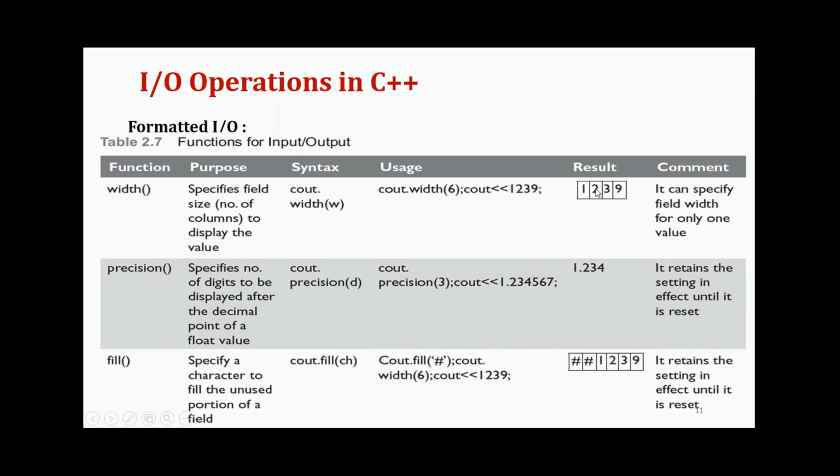Out of the 6 columns, only 4 are occupied by 1 2 3 9. So the remaining 2 will be the prefix to the 1. So here 2 columns will actually be there. It is not displayed, but it will be there. And check out the precision.